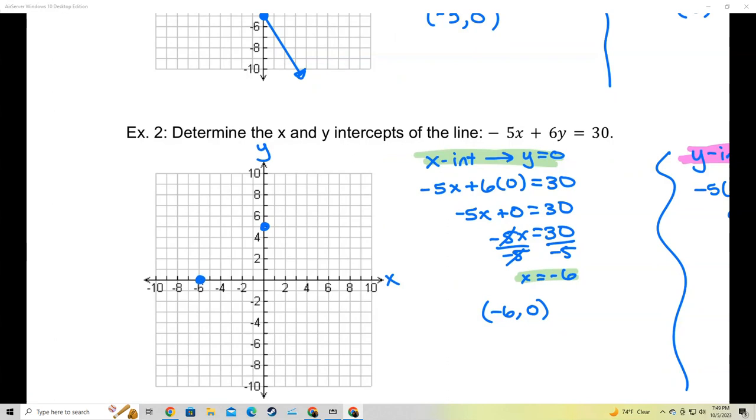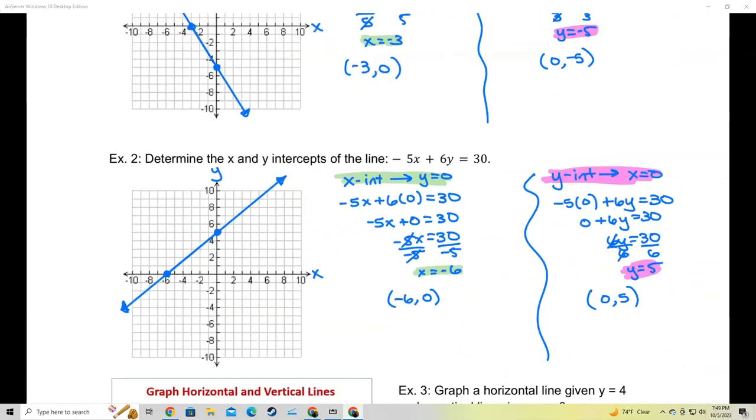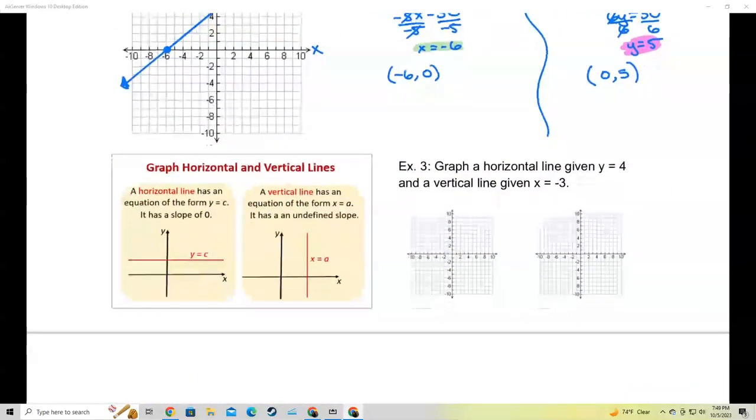Now that I have 2 points, I should be able to use those 2 dots to create the rest of my line. Just make sure that you're doing this nice and straight. And there's your graph. All right, let's go down to the bottom.